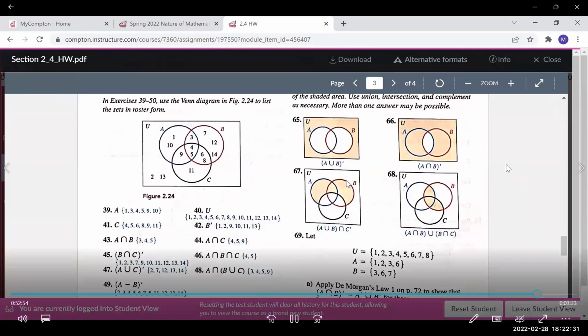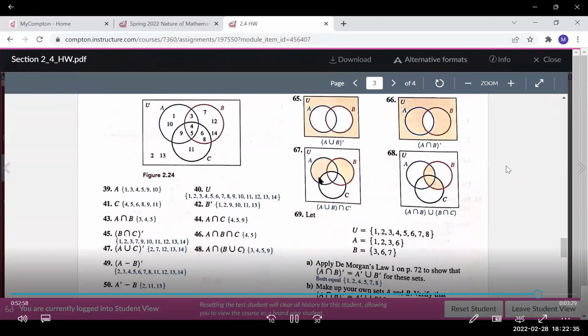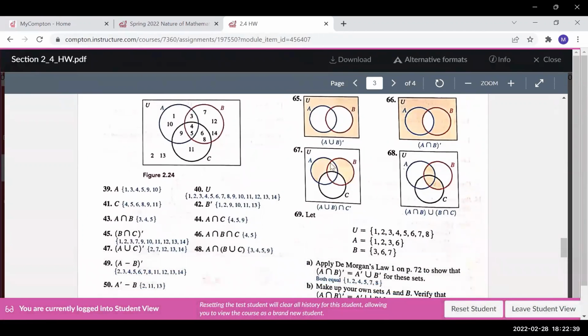Let's do 67. That one's tough. Well, 67 is going to be hard. But first, it looks like they're doing A union B, everything in A union B, and then they intersect that with the complement of C. Yeah, everything outside of C. So that's only going to be what you see here. Everything outside of C, but A union B.